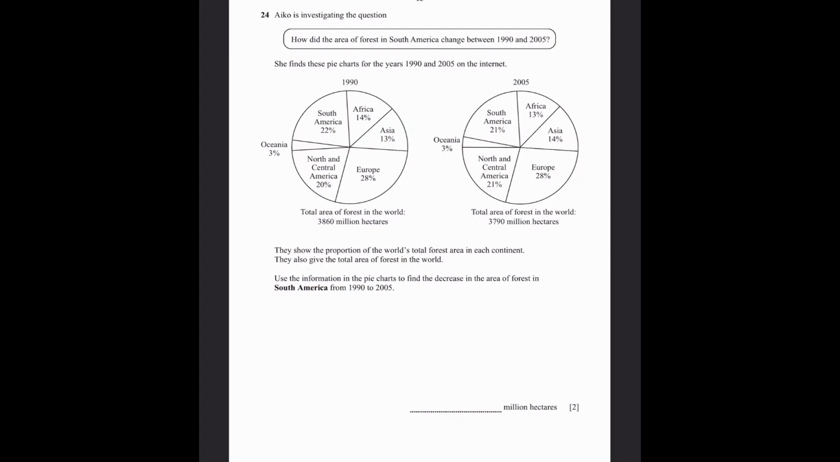Question 24. Ico is investigating the question, how did the area of forest in South America change between 1990 and 2005? She finds this pie chart for the year 1990 and 2005 from the internet. Total area of the forest in the world over here is 3860 million hectares, and over here it's 3790. So the area of the forest in South America is 21% in 2005, and in 1990 it's 22%. They show the proportion of the world's total forest area in each continent. They also give us the total area of forest in the world. Use the information in the pie charts to find the decrease in the area of the forest in South America from 1990 to 2005. Let's get the calculator for this.